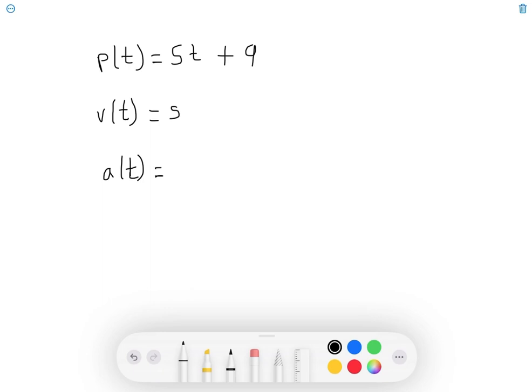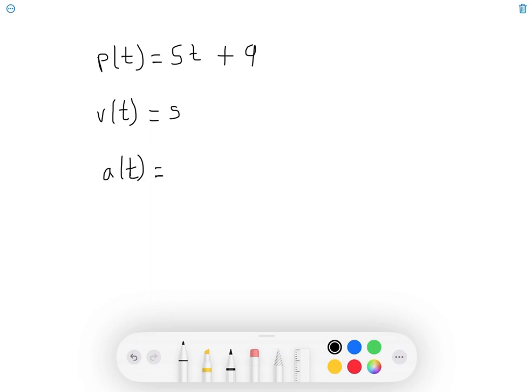Now similarly, if we had to find a graph for a of t, or an equation for a of t, that's the acceleration of this object as a function of time, we would take the derivative of velocity, and that's because acceleration is defined as the change in velocity over change in time.